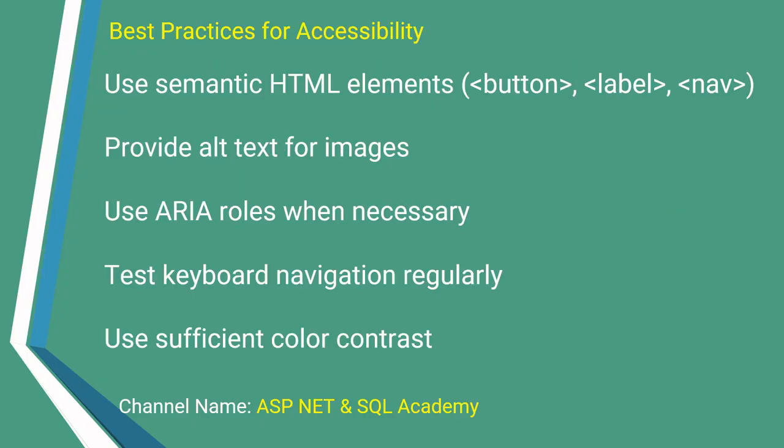To make your site accessible, use semantic elements. Always provide descriptive alt text. Apply ARIA roles where needed. Test keyboard navigation and ensure your colors meet contrast guidelines.